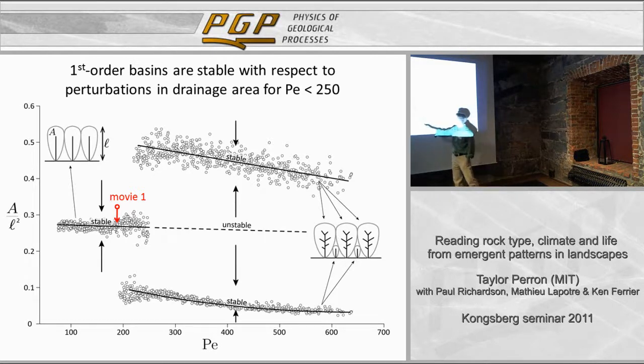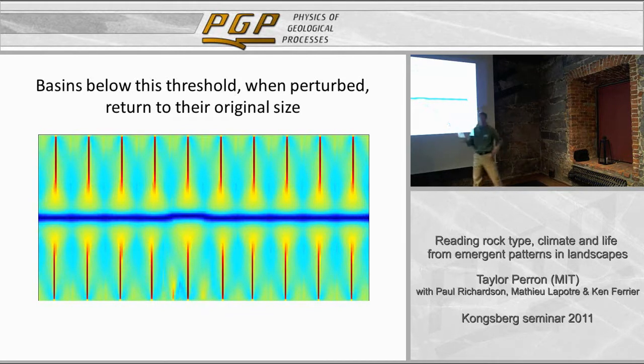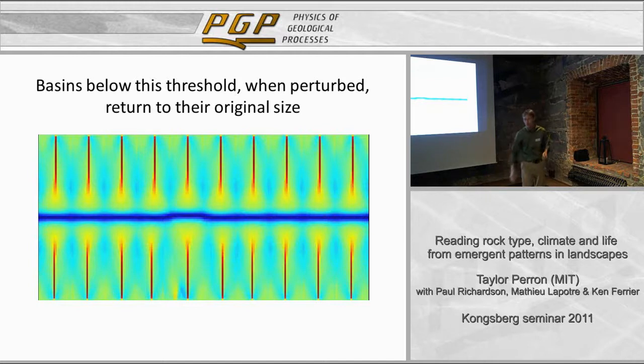For values lower than that, this configuration of parallel first order drainage basins is stable. And by stable, I mean that if you perturb one of the basins away from that equilibrium by, say, enlarging its drainage area, it'll restore back. So, for example, if you perturb this one by enlarging its drainage area a little bit, it starts by trying to displace the ridgelines on either side and steal drainage area from its neighbors, but they push back. And this configuration remains stable.